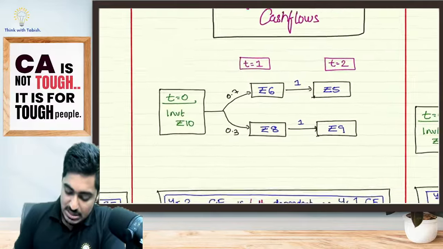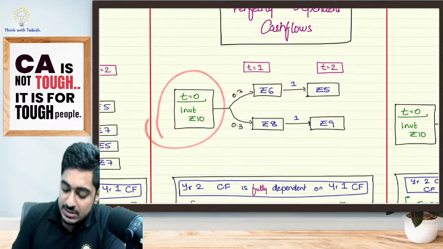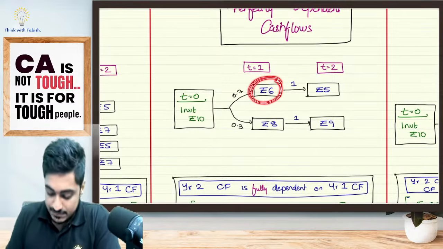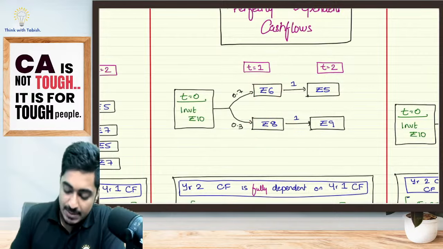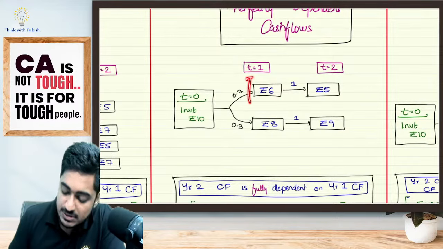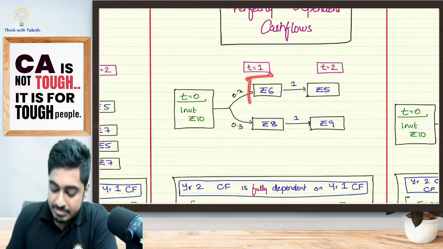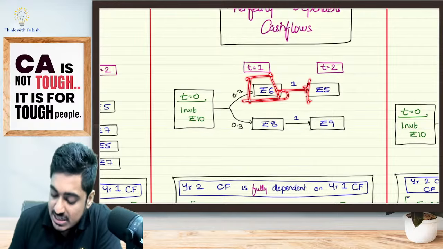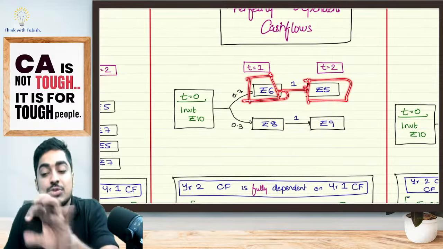Look at this. 10 rupees I invested. First year I got 6 rupees. Or 8 rupees also I can get. But first year I got 6 rupees, so first year my performance is bad. That means if first year I get 6 rupees, first year performance is bad, then for sure second year performance is also bad. Second year I get 5 rupees.